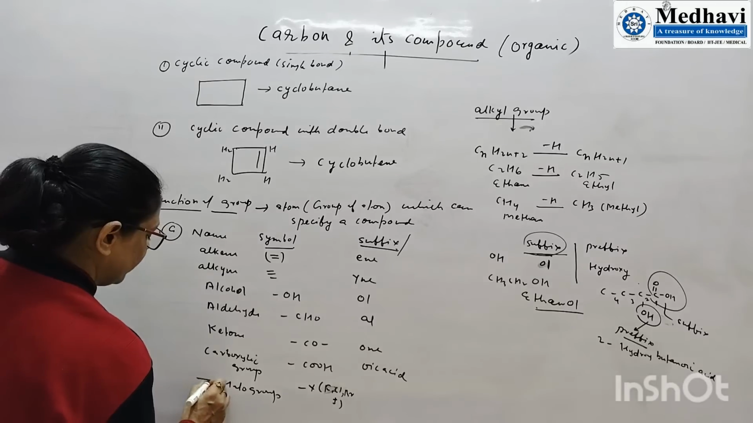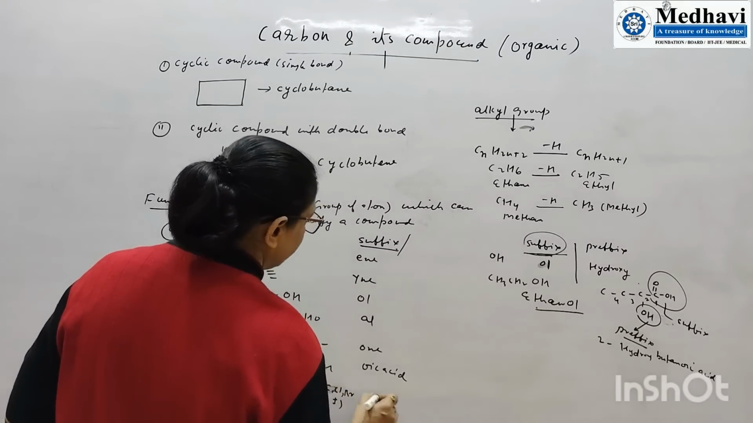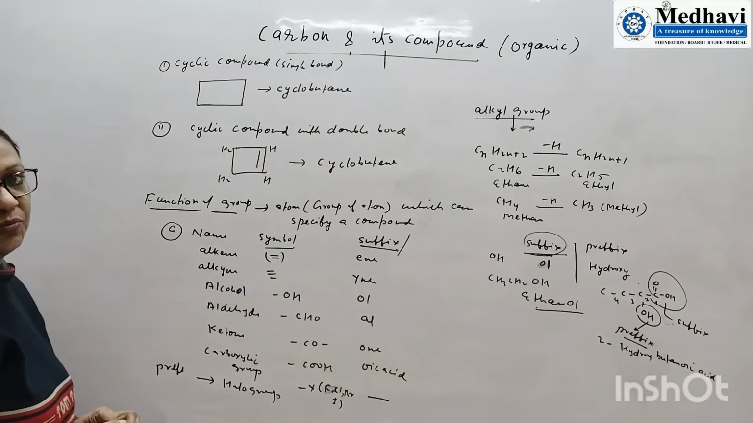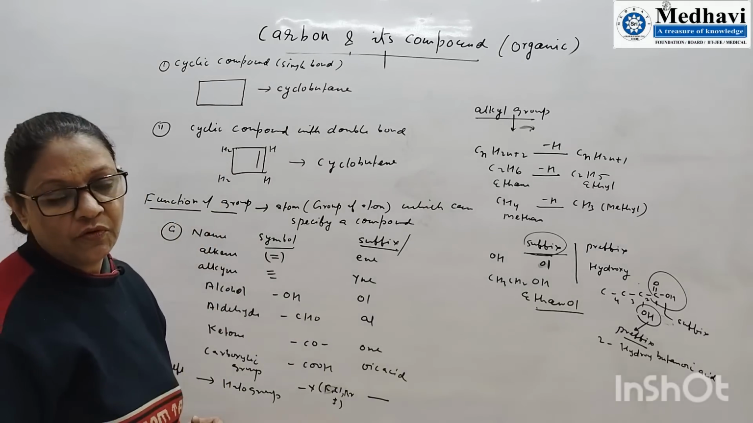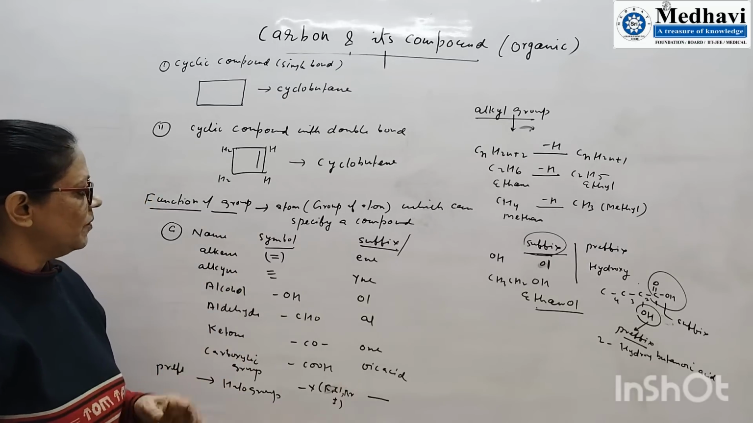This group always uses a prefix. This is used as a prefix, no suffix. Here it is a prefix. Halo group always uses a prefix. Its name is taken before the name of the parent carbon chain. So these are the information of the functional group.